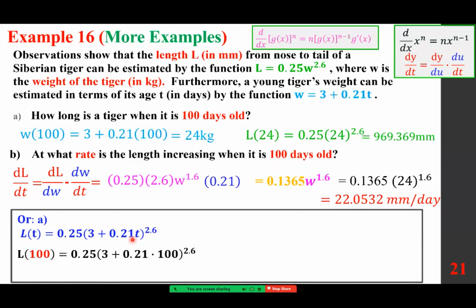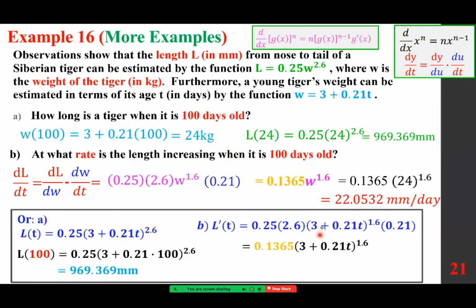So first of all, that's L of 100 that we found here, by the way, which was 969. But the differentiation, as I mentioned, uses that. And if you multiply the three numbers, you get the same number here. And at this point, if you replace the T with 100, you must get the same answer here.